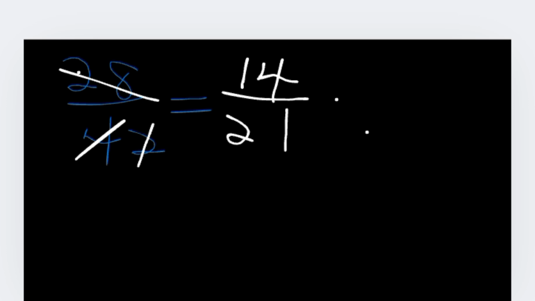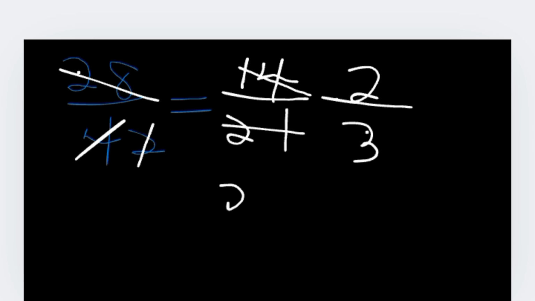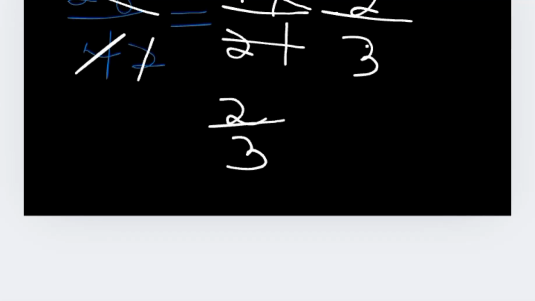Now there is still something that can divide 14 and also divide 21. That number has to be such that 14 and 21 are multiples of it. And that number is 7. So 7 can divide 14 and that will give us 2. And 7 can divide 21 and that will give us 3. Now 2 over 3 is actually the simplest form of 28 over 42. So this is what we call simplification, or reducing to the lowest term.